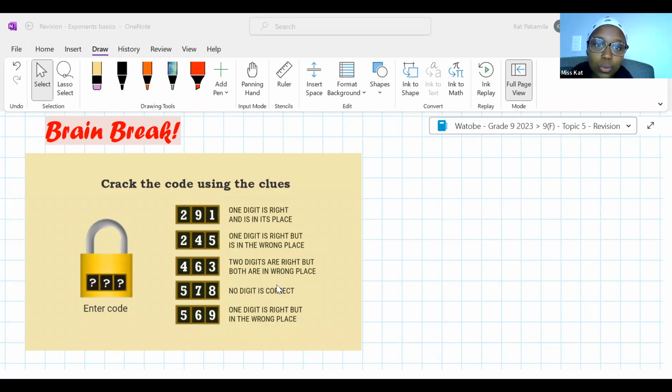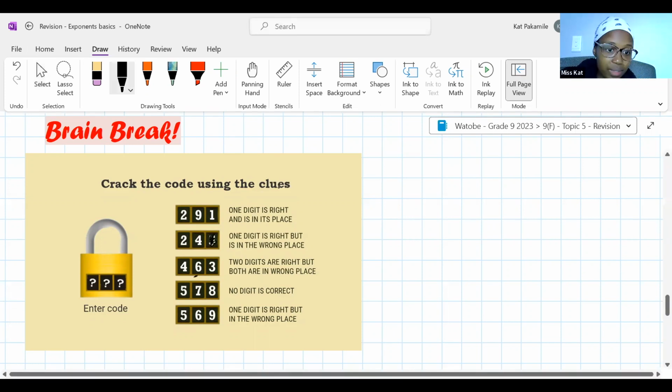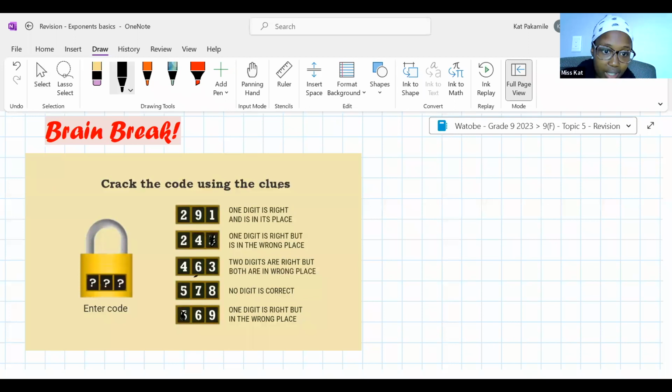So Lisa says no. Okay, let's do this one together, okay? I would start at no digit is correct. So you know that 5 and 7 and 8 are not part of this. So that 5 has to be eliminated. Okay, 5, 7, and 8, they're done, right? And then the first one said 1 digit is correct, and it is in the right place.